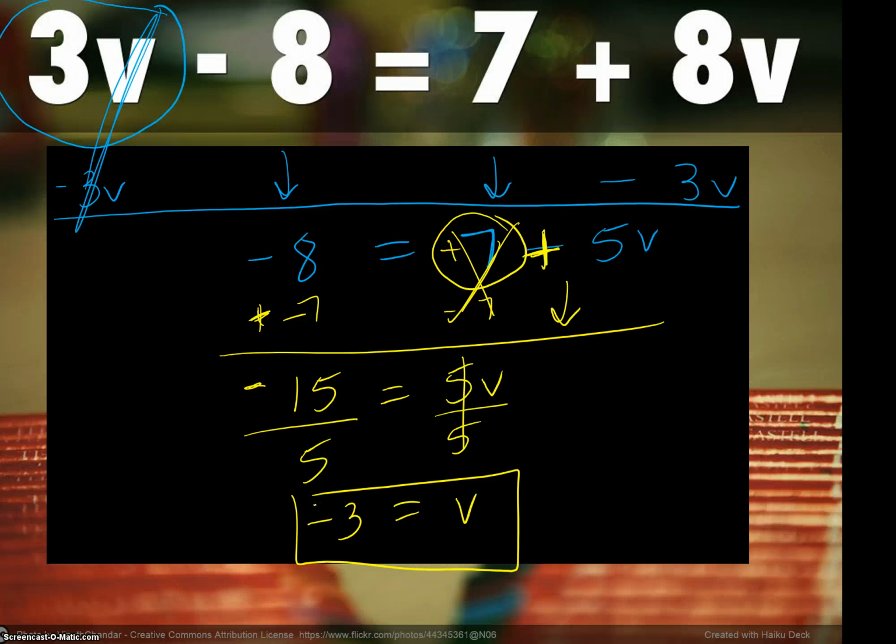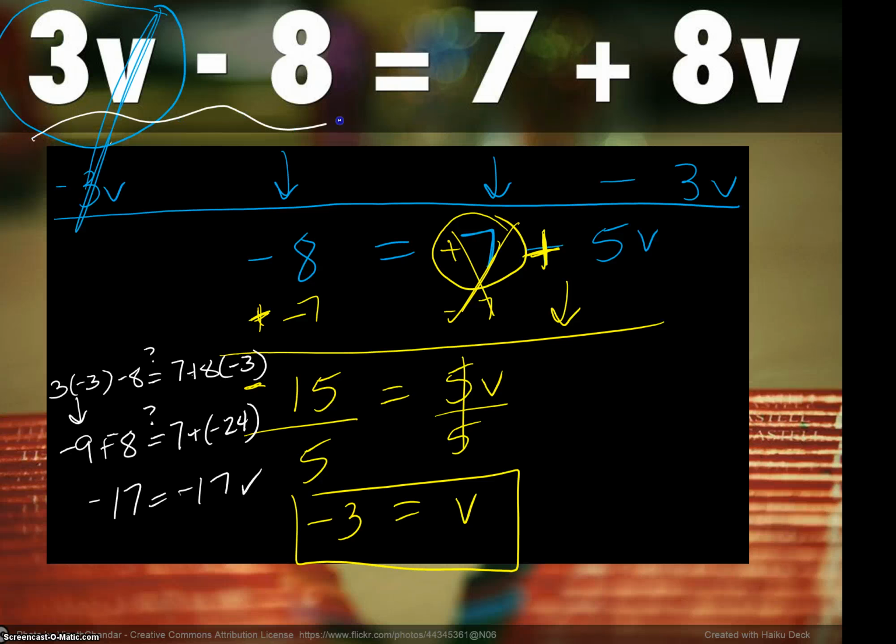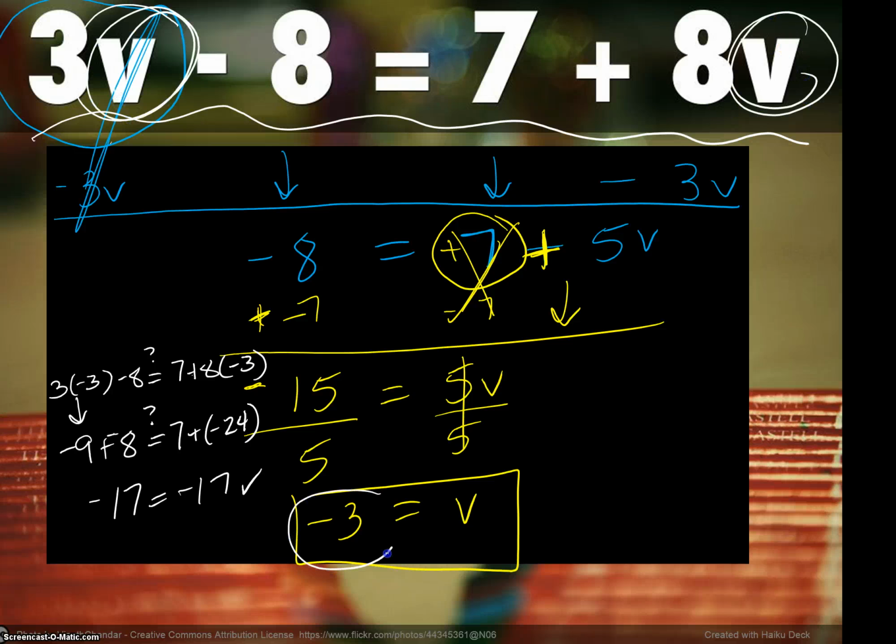I'm going to pause and check. So what I did to check, I took this original equation, and instead of putting a v down, I replaced it with parentheses, and I put in a negative 3. So this is called the check step. This is what I did in order to check to see if my equation was correct.